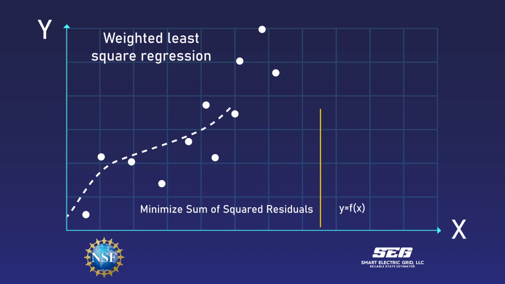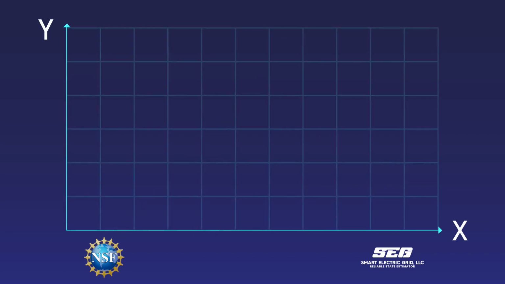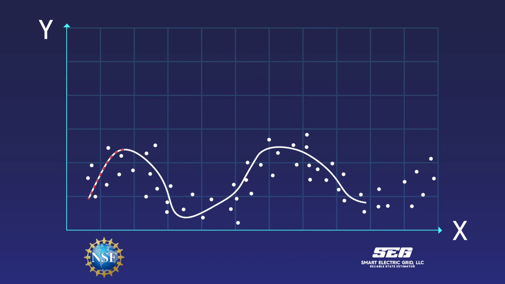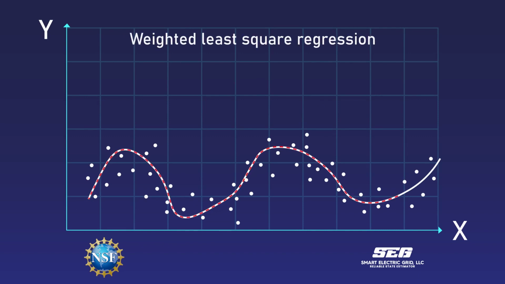Weighted least square regression is sensitive to bad data, which can lead to biased regression results. This is because the weights assigned to the data points can heavily influence the regression outcome. If there are errors or outliers in the data, the weights assigned to those points can significantly impact the regression line.